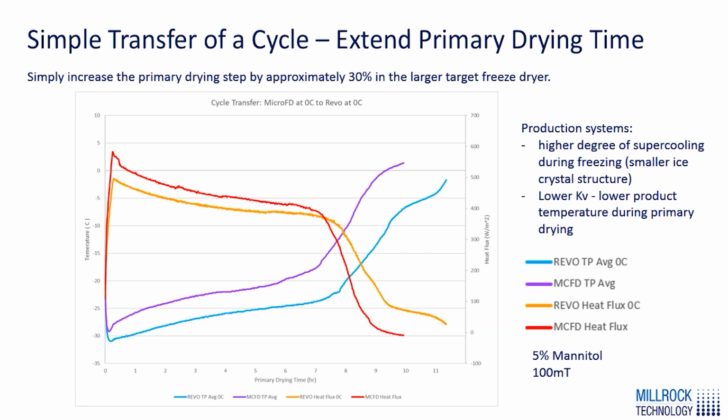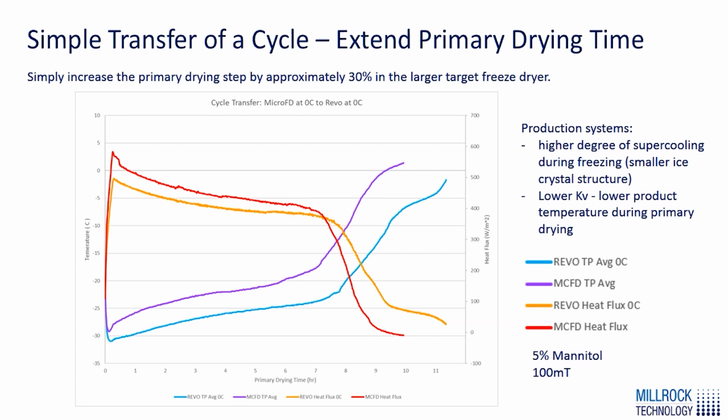The trend that we see is that the larger the unit we move to, the inherent KV of that cycle goes down. So if a cycle runs safely on a smaller unit, and we take those same settings and run them on a larger unit, we can be very confident that they will run safely. And we can see that here.